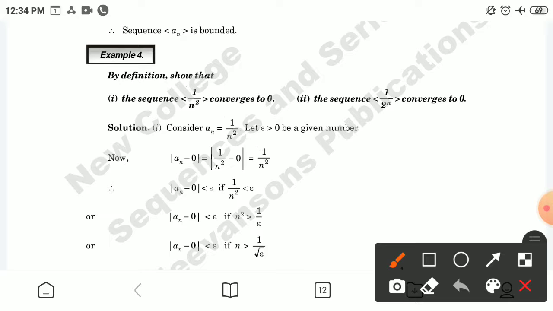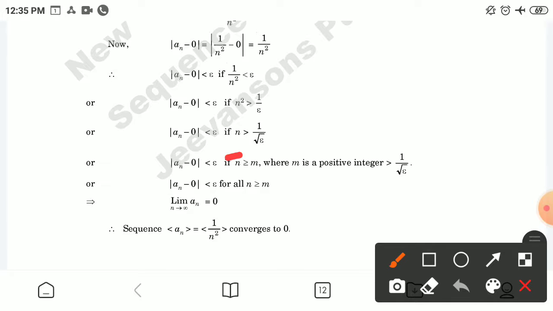Now, by definition, show that the sequence 1 by n square converges to 0. As an is 1 by n square, let epsilon greater than 0 be a given number. |an minus 0| is 1 by n square, a positive number. This condition holds when 1 by n square is less than epsilon. It means n square is greater than 1 by epsilon.